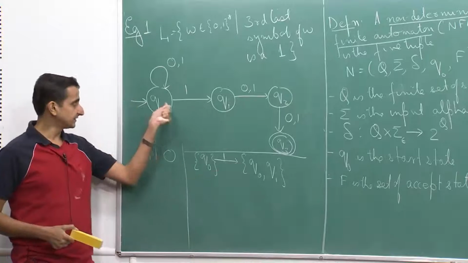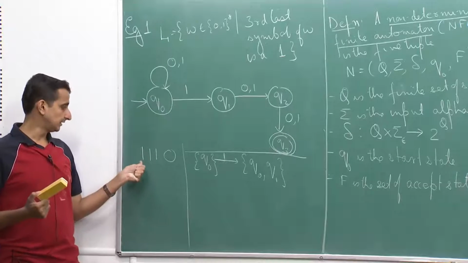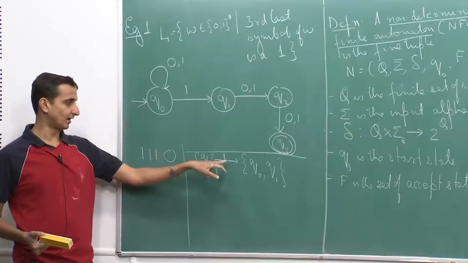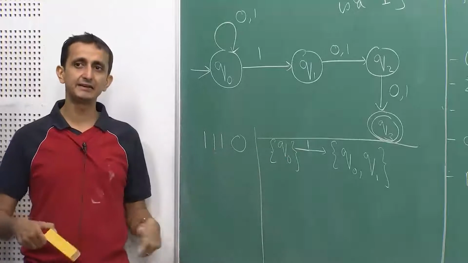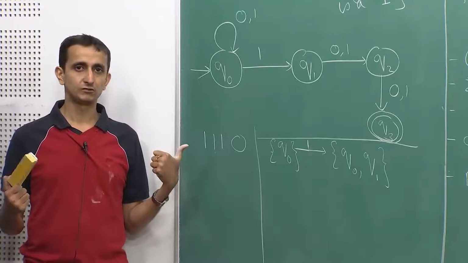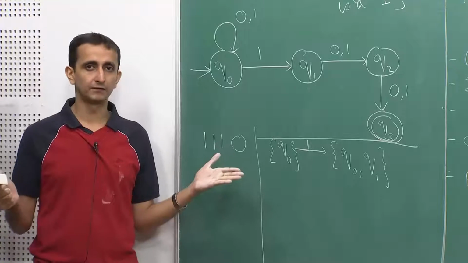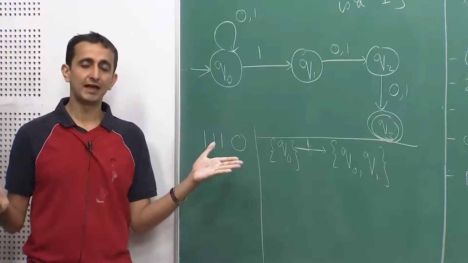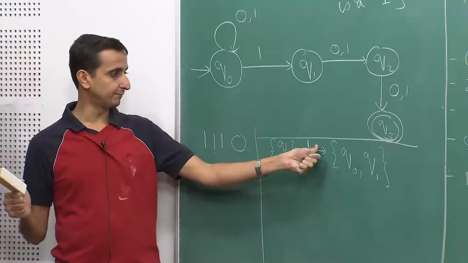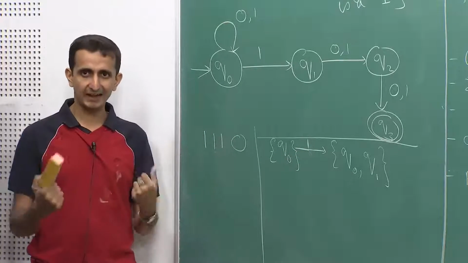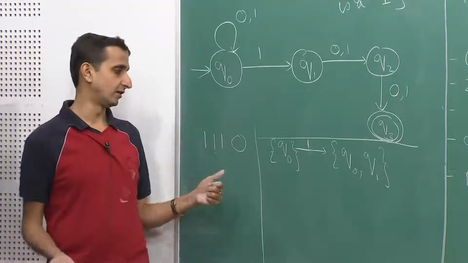Going to Q0 essentially means that I am guessing that the symbol that I am currently reading, which is 1, is not the third last symbol, and going to Q1 means that I am guessing that it is the third last symbol. So, I am using non-determinism to do two things. I am creating a clone of myself, and to one clone I am telling that the bit that I am reading is the third last bit, act accordingly, and to the other clone I am saying that it is not the third last bit, you should also act accordingly.